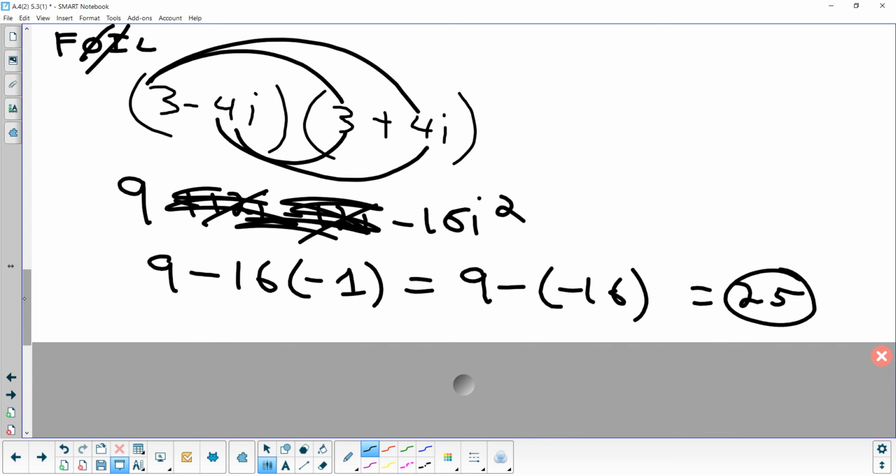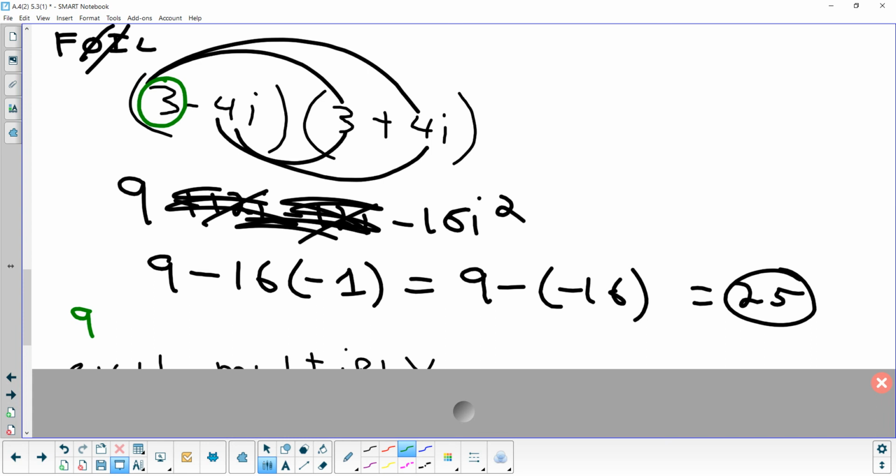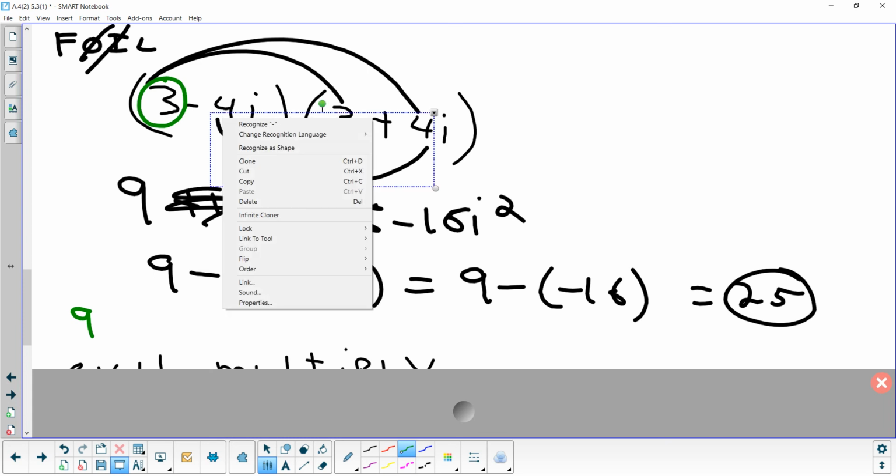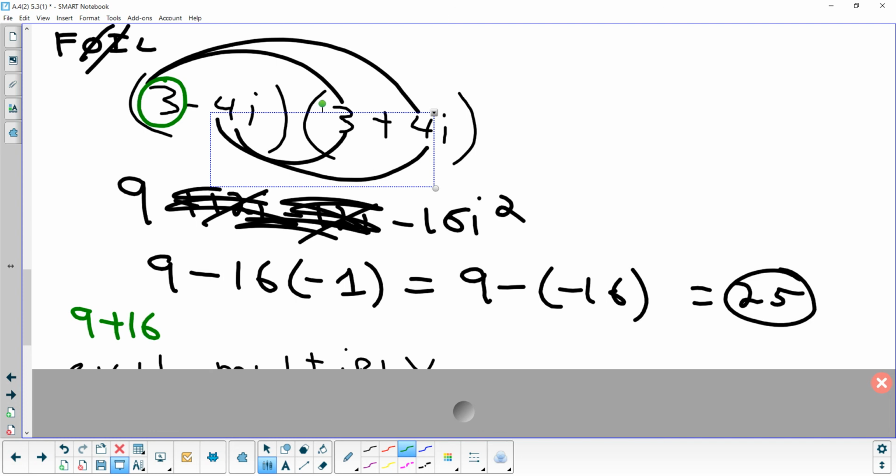So let's look at the shortcut to kind of do this in your head. If you want to multiply conjugates together, all you have to do is look at the first number that they give you, which is 3, and square it. Look at the second number that they give you, which is 4. Square it. And if you're thinking, should the negative go with it? It doesn't matter. You're going to square it. Negatives go away when you square them. So just take the first number, square it. Take the second number, square it. When you add them up, that's the answer.